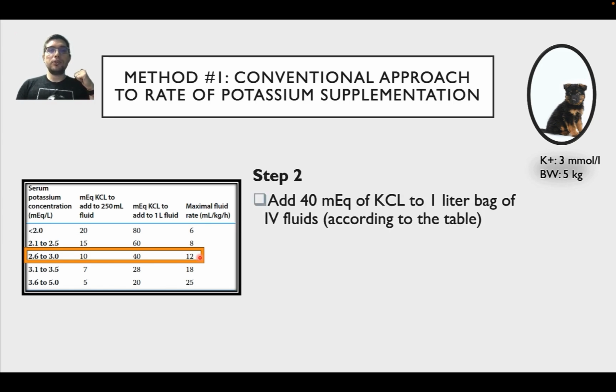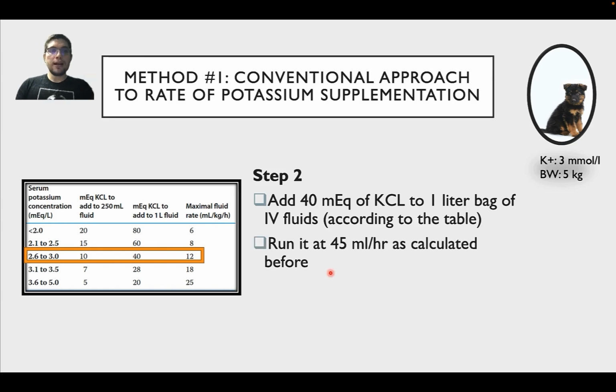So step number 2, we are going to add 40 mEq of KCl to a 1 liter bag of his IV fluids. And again, we're going to do it according to the table. So his potassium is 3. So they recommend adding 40 mEq to a liter with such a low potassium. And that's what we're going to do.